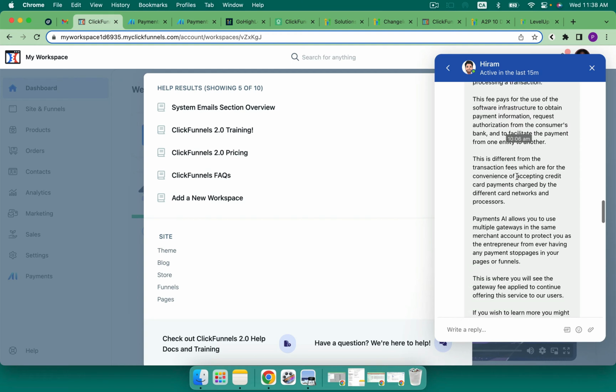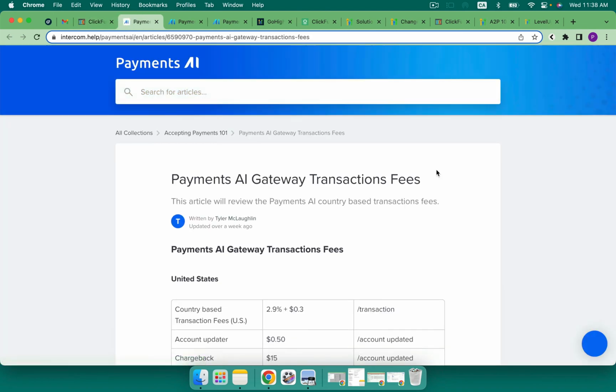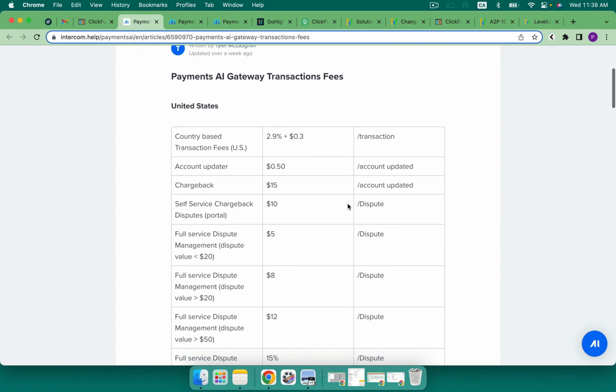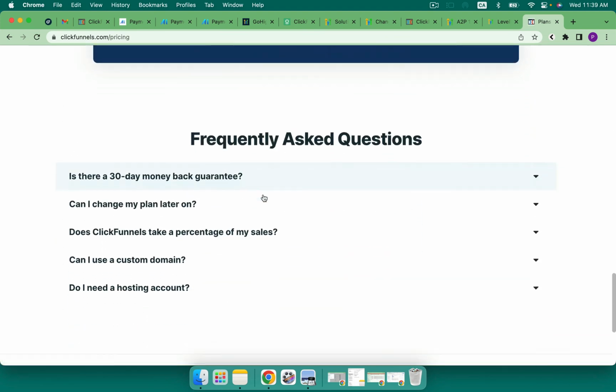Now, I was a little bit concerned about the secretiveness of it. You can see here that it's 2.9 plus 0.3 of every transaction. But if we come on their website and we take a look at pricing, it does not state anywhere that that is what's going to happen. It doesn't state anywhere on here that there are additional fees.